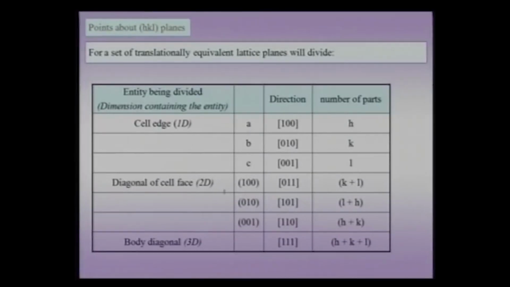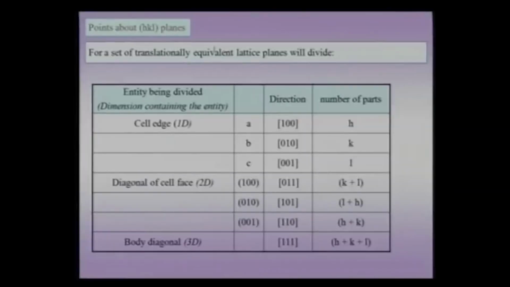Briefly we will go over certain points about the HKL planes, and maybe this may not be very interesting at this point of time, but it is worthwhile to note these points. If you have a translationally equivalent set of lattice planes that will divide, for instance, the cell edge, the A edge, along the 100 direction, an HKL plane will divide it into H parts. Along the 010 direction, which is the B direction, the HKL plane divides it into K parts. Along the C direction, it will divide into L parts. Now, this is the cell edge divisions.